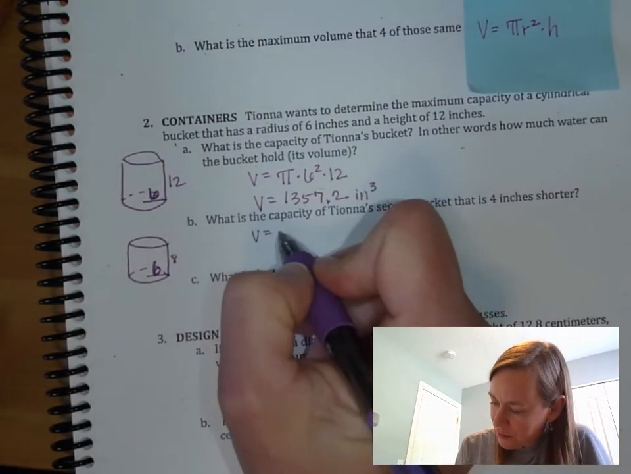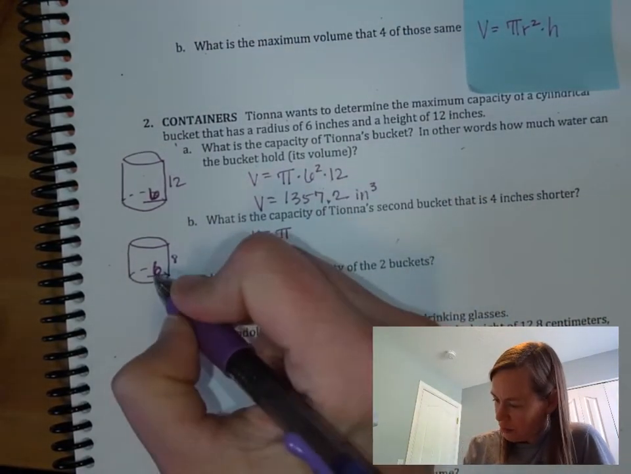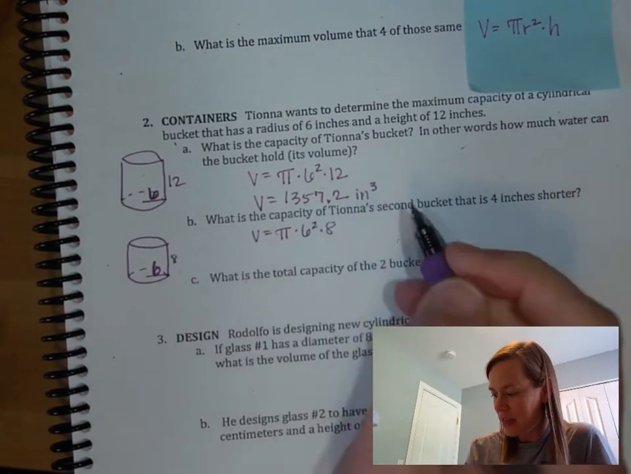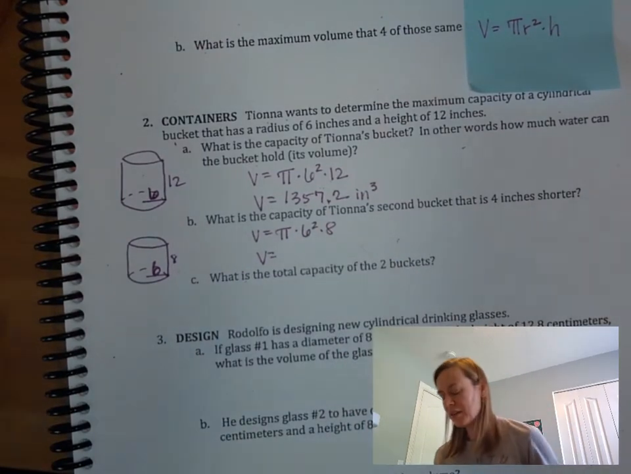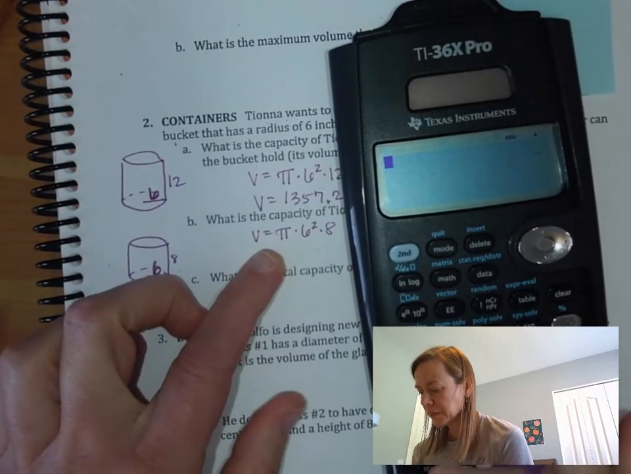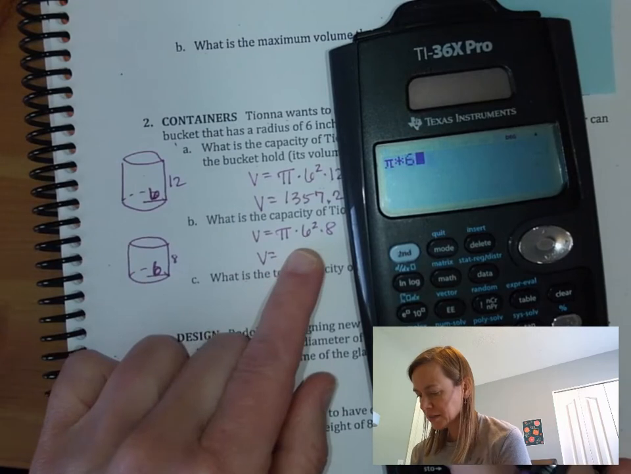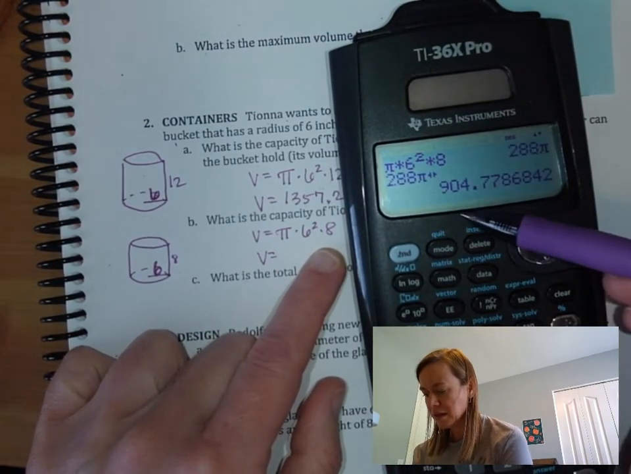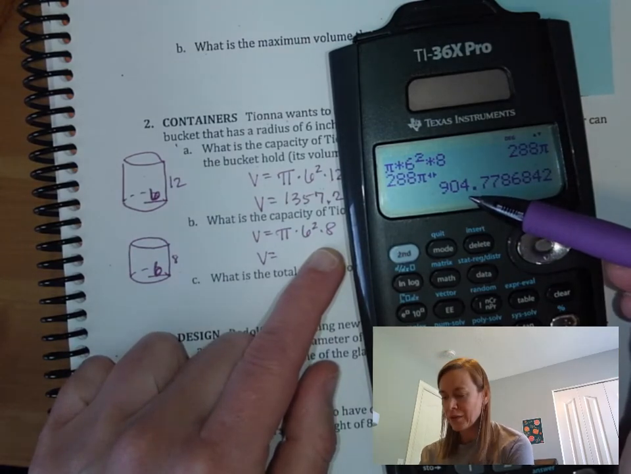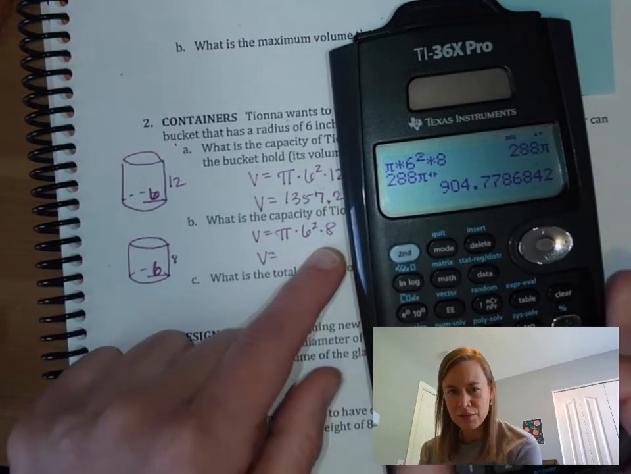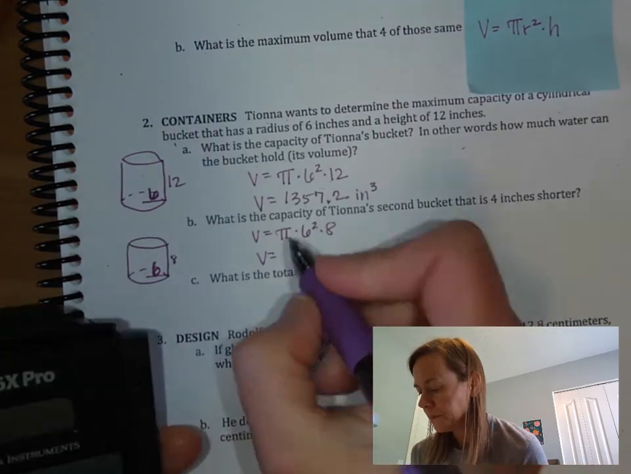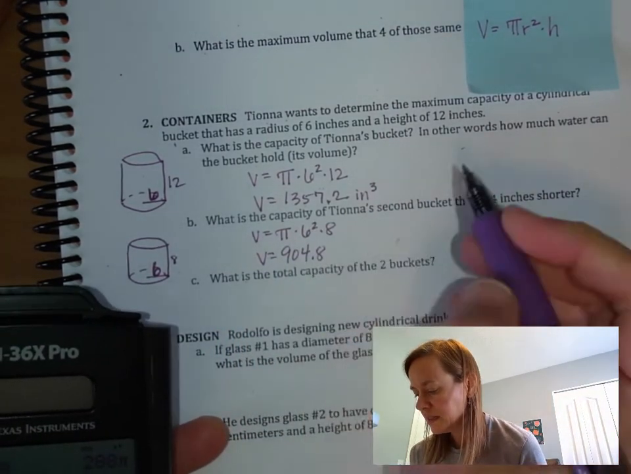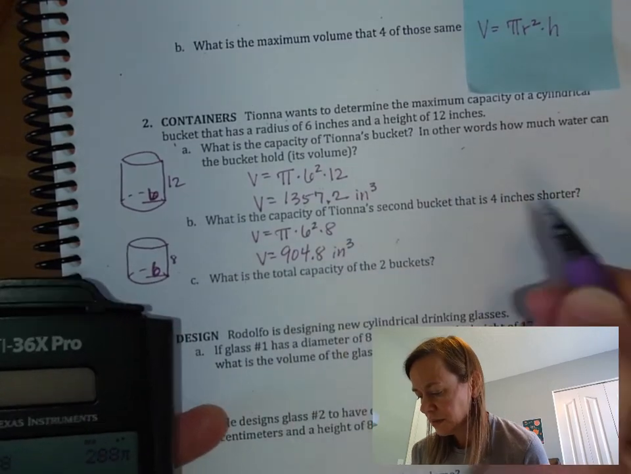Okay, let's use our formula. Volume equals pi times radius squared, that's going to be 6 still, times the height, which is now 8. Let's put it in the calculator and see what that gives us. Pi times 6 squared times 8, and it's going to be 904 point, and that's going to round up to an 8. So 904.8. And it's still in inches, so we'll say inches cubed.